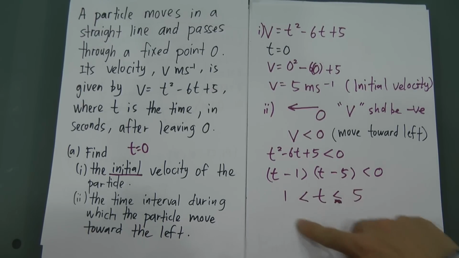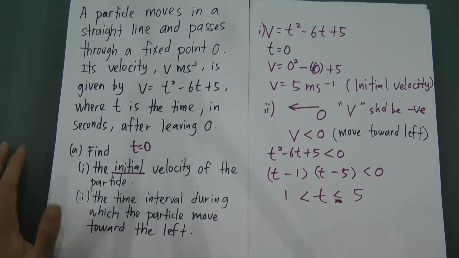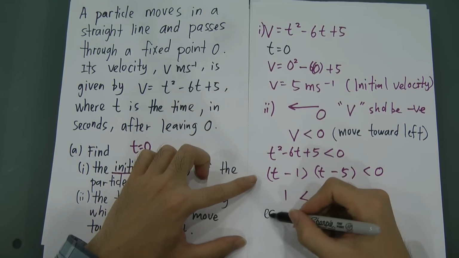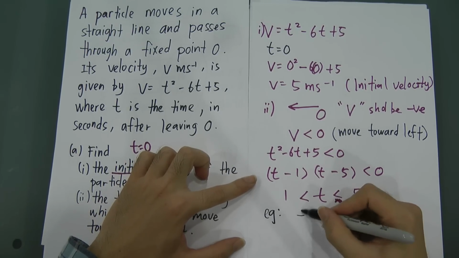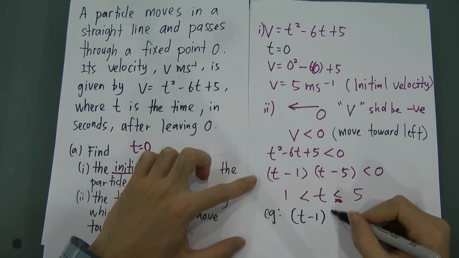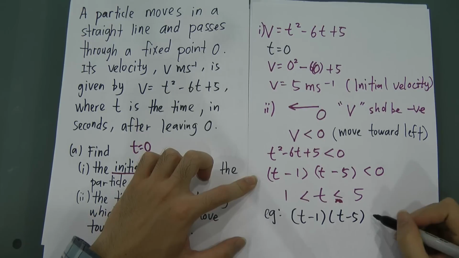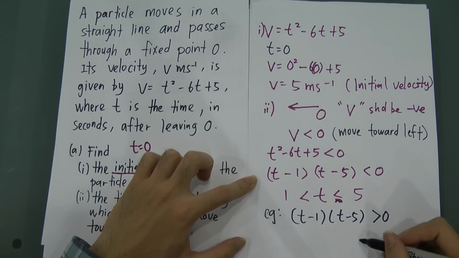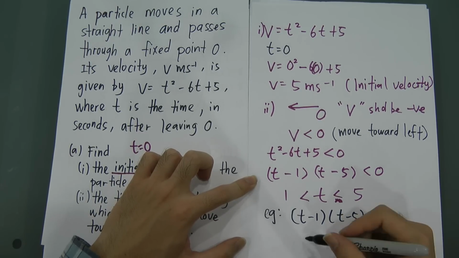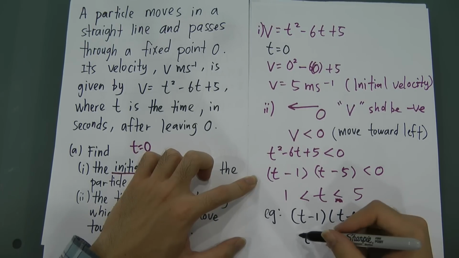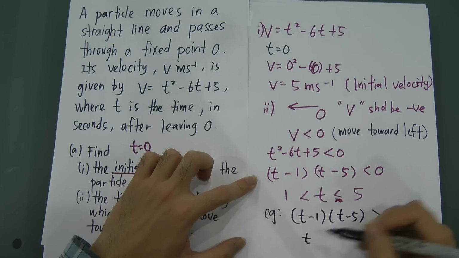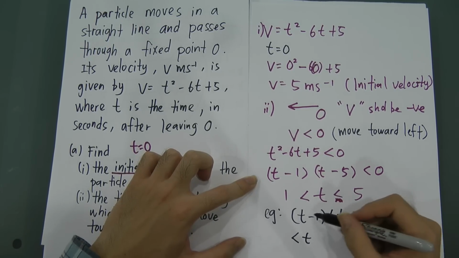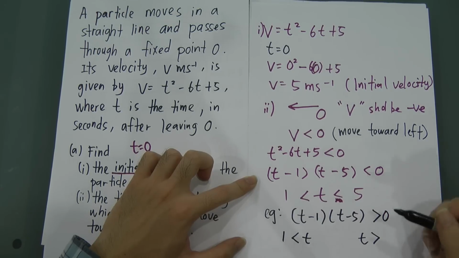When the whole thing is smaller than 0, you get a range like this. For example, the one at the bottom here is just an example: t minus 1, t minus 5 bigger than 0. What will happen? When you see bigger than 0, t will move in this direction or in this direction. The smaller value we put here, and then the bigger value we put here.